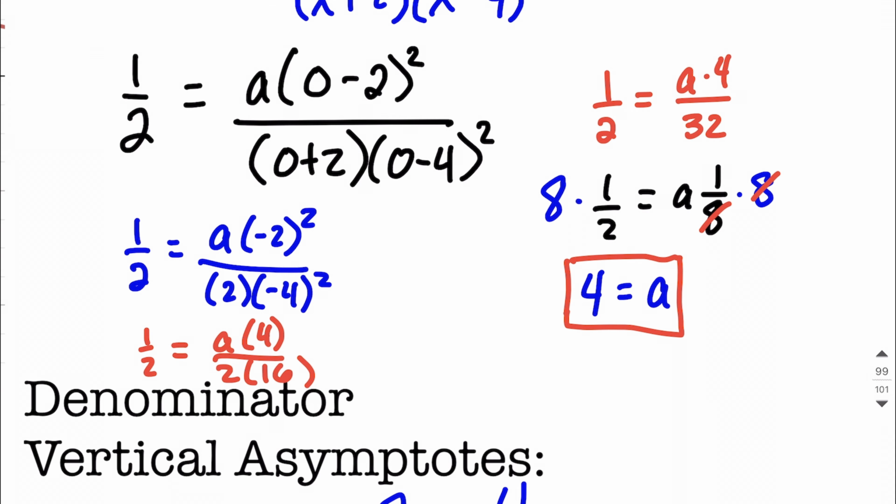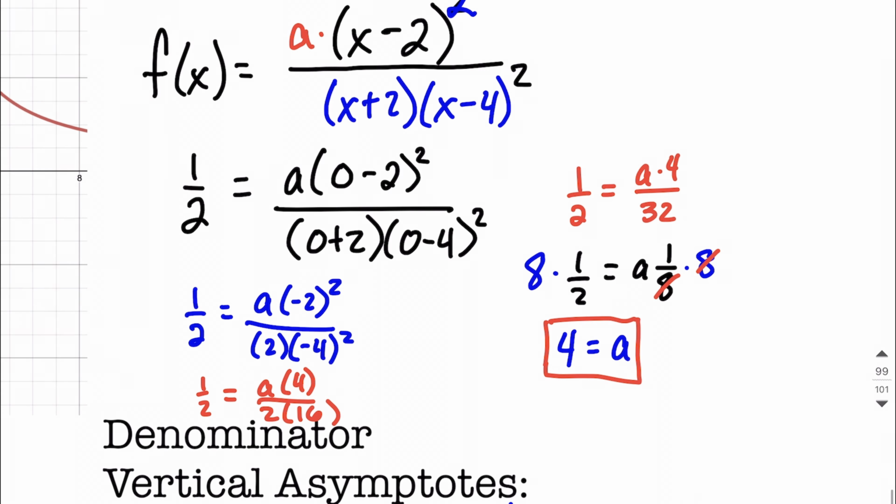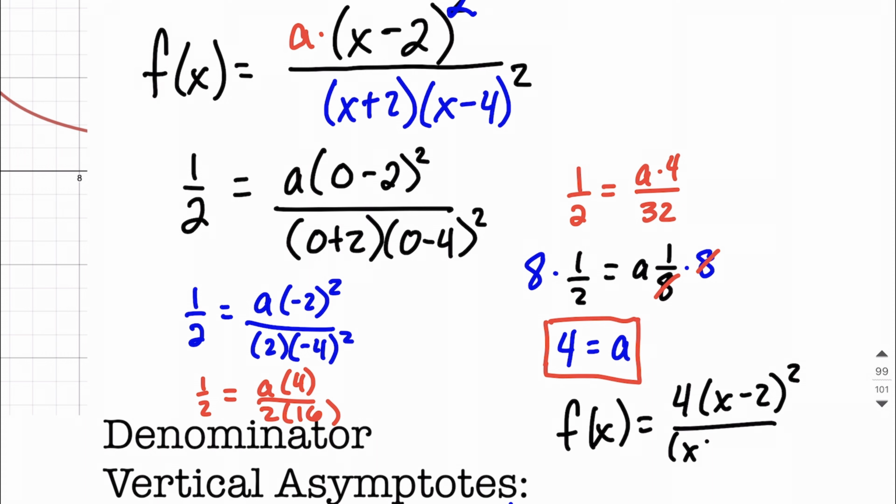We're going to go back to our function we were building up here at the top. And we're going to replace the a with 4. So again, say final answer, f of x is going to be 4, plugged in for a, times x minus 2 quantity squared, over x plus 2, times x minus 4 quantity squared.